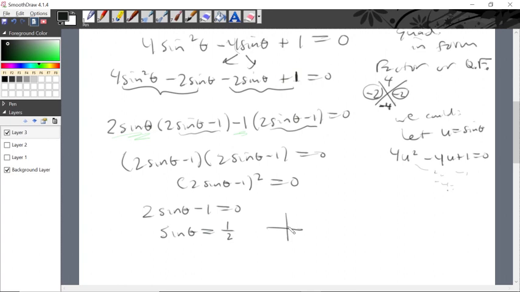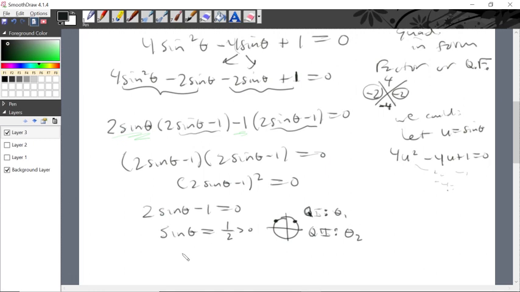Using the geometry of the unit circle, the sine, which is the y-coordinate, is equal to positive 1/2. The sine is positive anytime we're in quadrant 1 or quadrant 2. So in quadrant 1, I'll call that solution theta 1, and in quadrant 2, I'll call that solution theta 2. Now, what is theta 1?